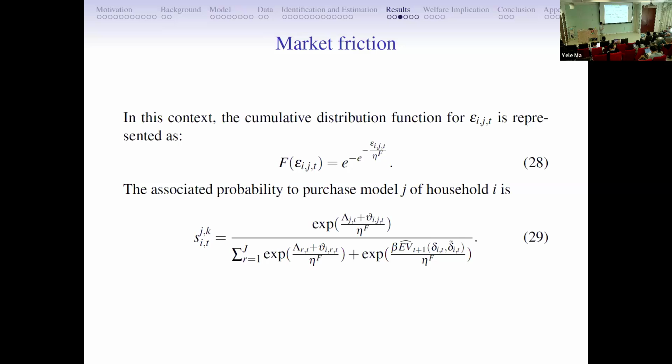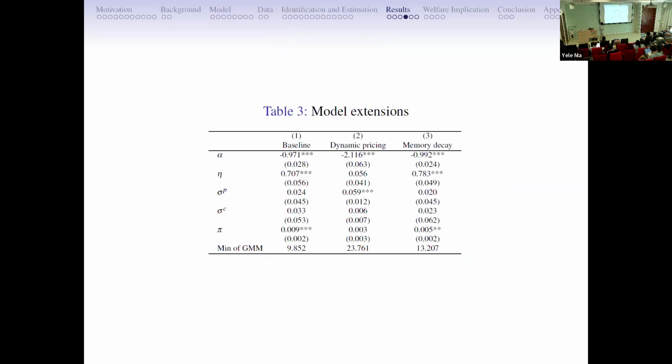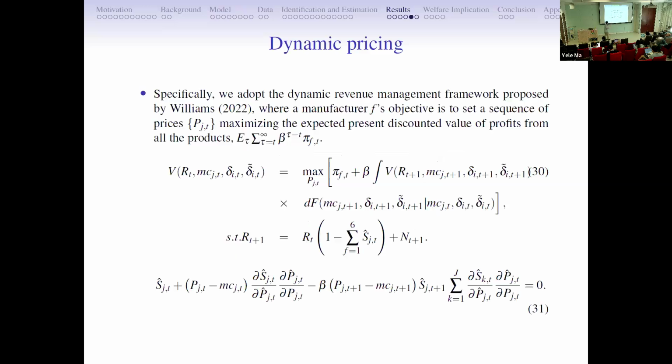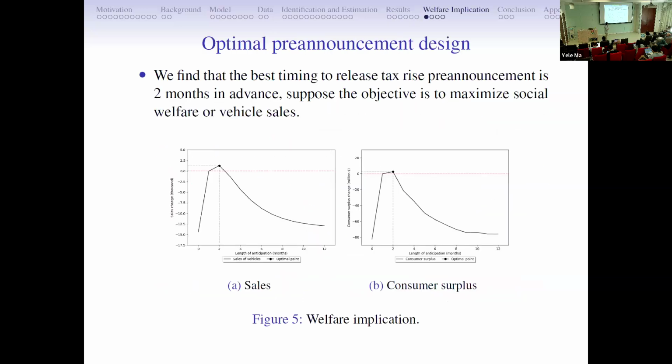But one may also consider some potential extension models. For example, what if our supply side has dynamic pricing, or households might have memory decay? That means that they might be rational at first, but their memory or attention to the policy will gradually decay over time. So we also consider other models here.